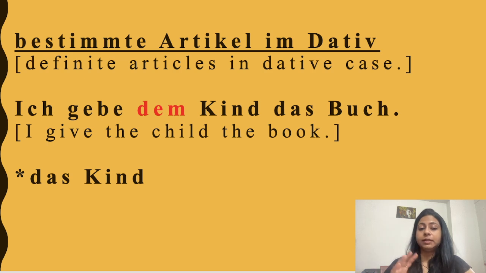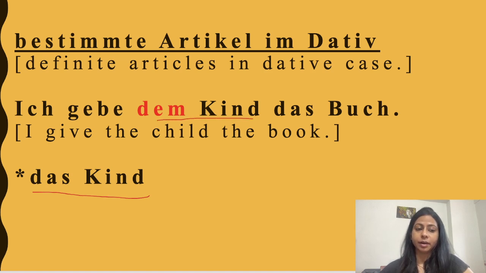Ich gebe dem Kind das Buch. I give the child the book. Now this here is neutral. So das Kind changes to dem Kind in dative.